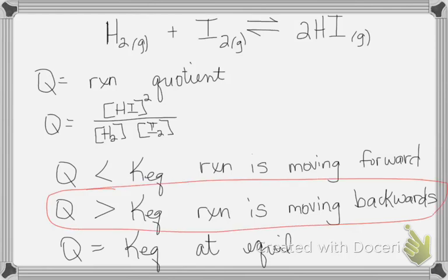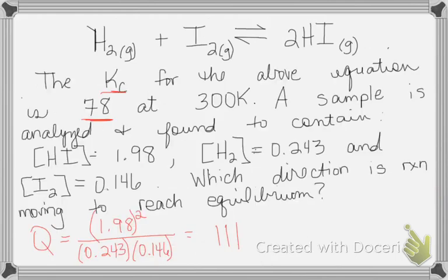It's going backwards. How far backwards is it going to go? Well, it's going to go backwards until the equilibrium constant is 78, and then it's going to stop, but I'm losing product at this point. So the answer is the reaction is moving backwards.